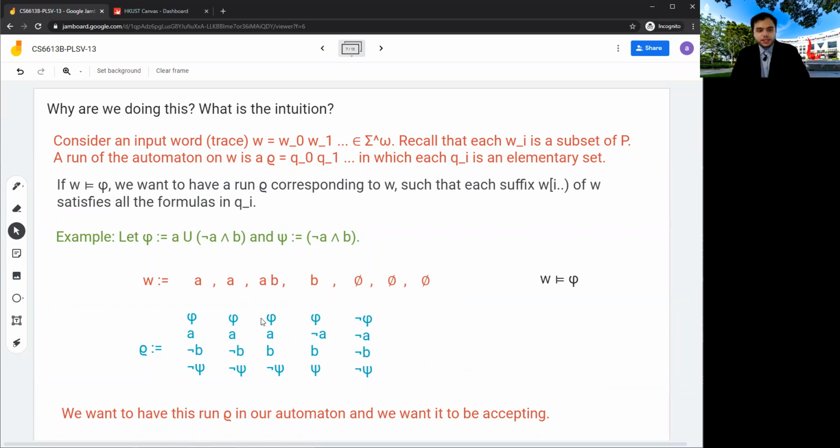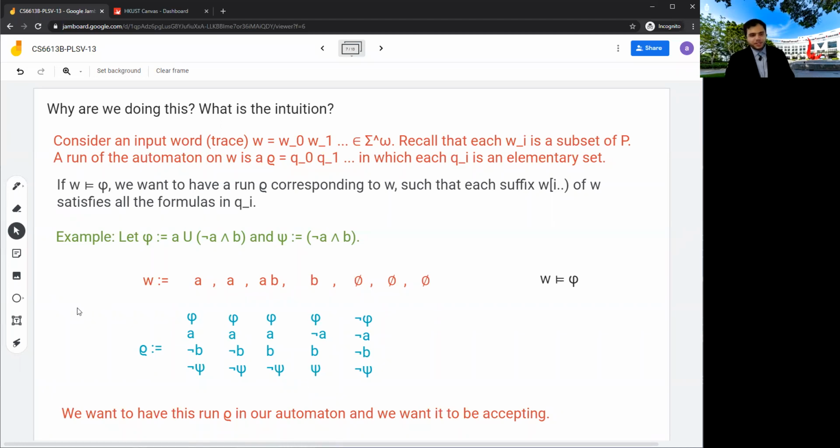So what this gives us is basically a sequence of states. And as I said before, each state is a set of formulas. And the intuition is that these are the formulas that are satisfied in the suffix starting from that point. Now, this is what we ideally want, right?